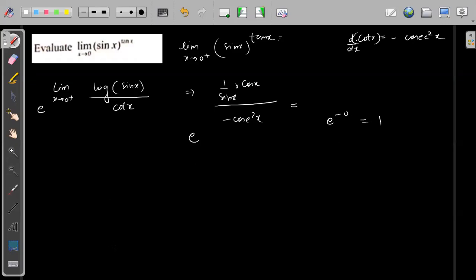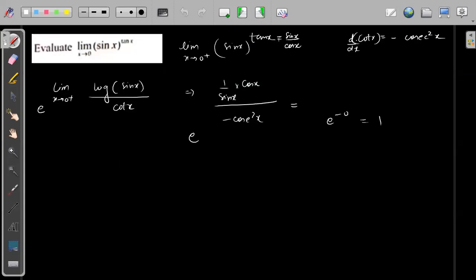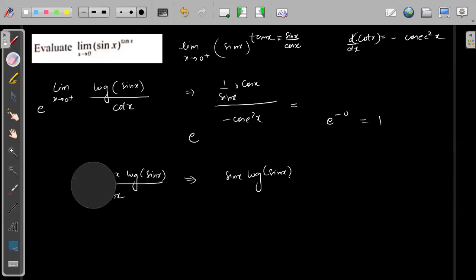So I hope you understood. Yes, Anirudh, you can write tan x as sin x upon cos x. Then this question becomes exactly the same as the previous one, right? This will become sin x log sin x divided by cos x, so this is nothing but sin x log of sin x. Exactly the same question. So yeah, you can write it in that form also.